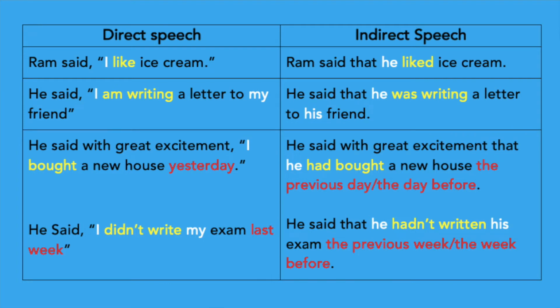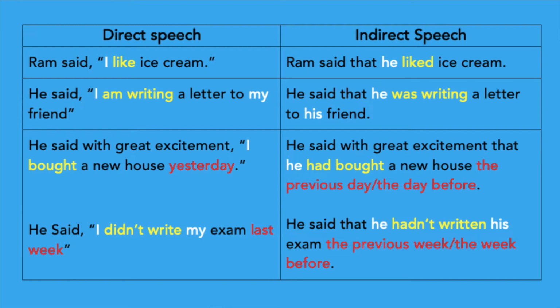It changes to past perfect, had bought. See the sentence? He said with great excitement that he had bought a new house. Yesterday has become the previous day or the day before. That is the time expression. How would you change this sentence?